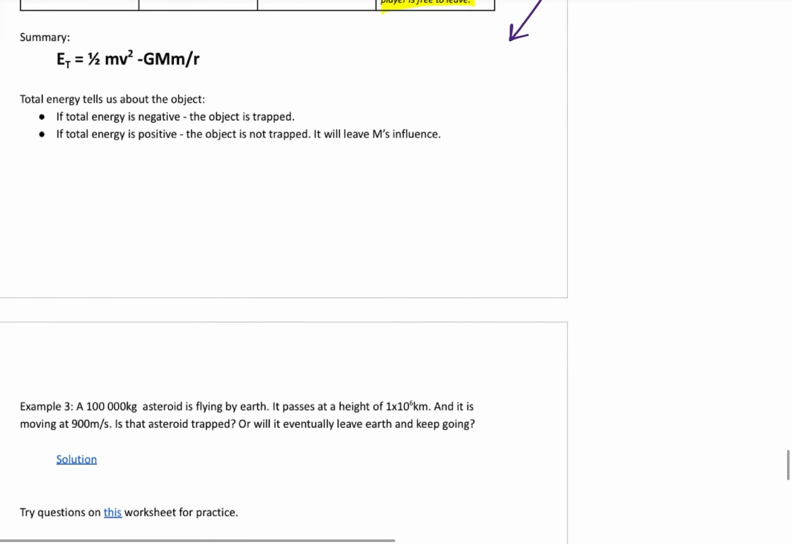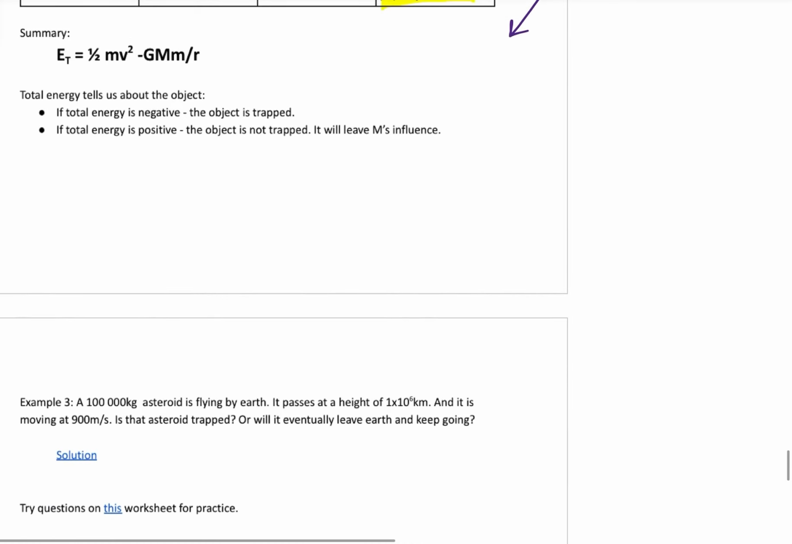That's it. I've got some examples for you to practice. There's a worksheet there for you to work on too. It's a little bit weird because the energy is negative. The proof is weird because it involves calculus, but hopefully the concepts start to stick. If the total energy of an object is negative, that means the object's trapped. If the total energy of the object is positive, it's not trapped. It may bend, but that object will eventually leave Earth's, or whatever the big M is, influence.